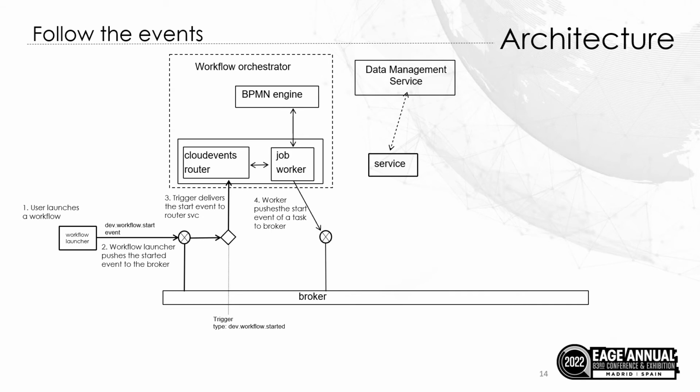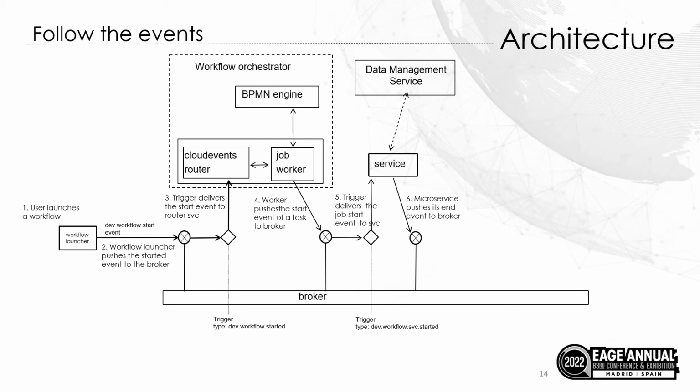Fourth step, the BPMN engine moves the workflow instance forward and pushes a start event related to a given service to the broker. Fifth step, the BPMN task, alias our actual service, gets triggered on this new event. It performs its task by reading and writing data. Then it sends a finishing event back to the broker.